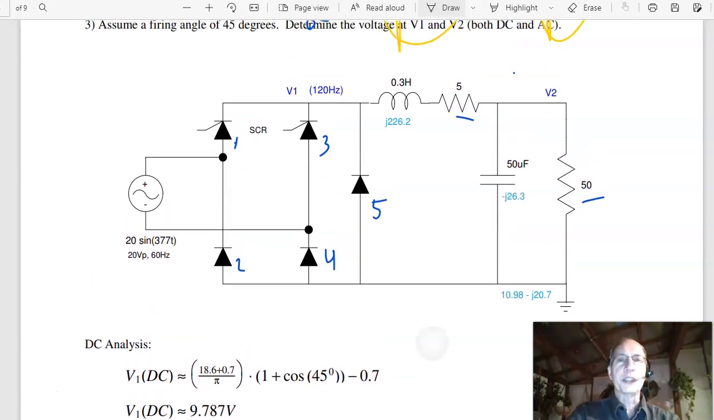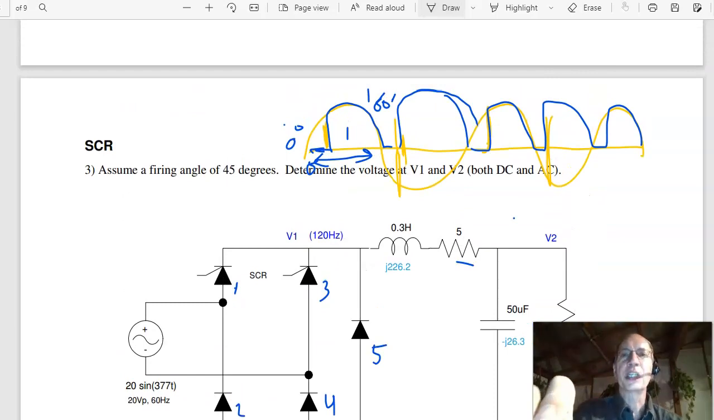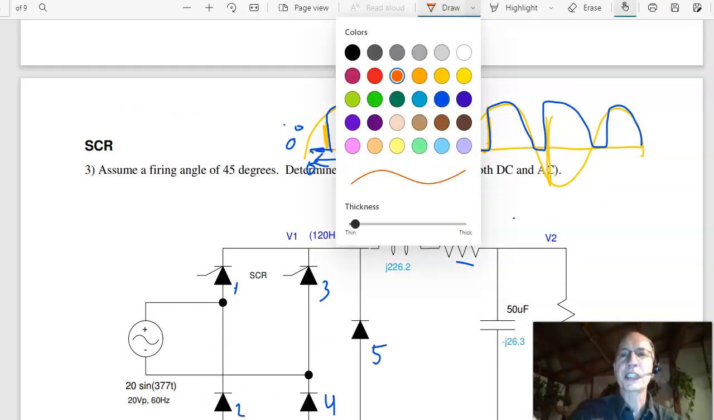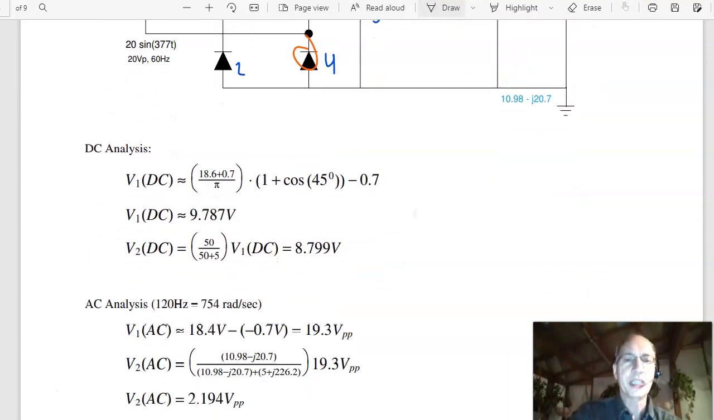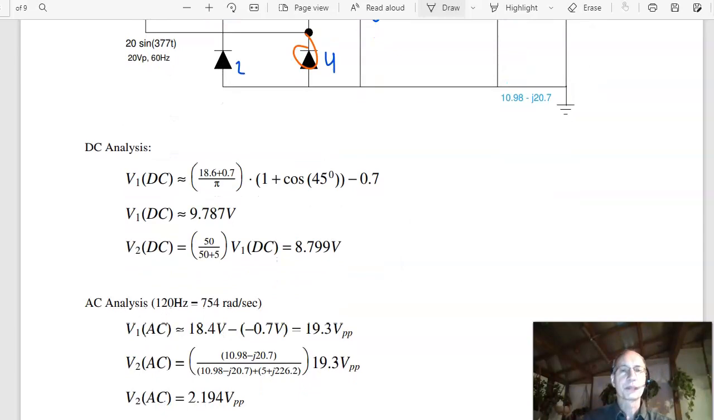To find the AC voltage, again, kind of what we're doing in class, is approximating this as a sine wave, the peak-to-peak voltage. The peak is 20 minus 1.4 volts, because there's always two diodes turned on at any given time, so 18.6 volts is the peak. The minimum is minus 0.7, so the difference is 19.3. So V1 is 19.3 volts peak to peak.